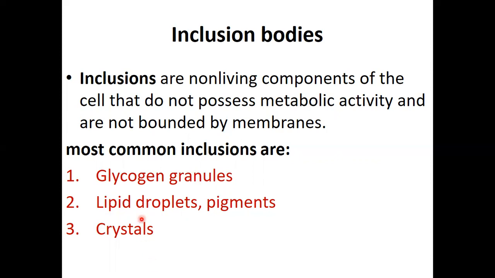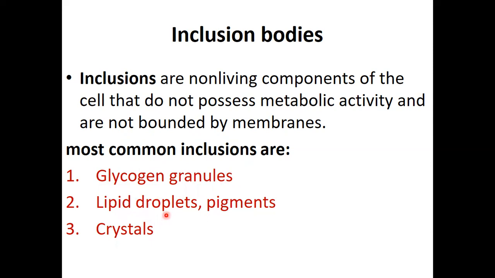Inclusion bodies can be glycogen granules. Remember, cells need energy, and energy can only be gotten from carbohydrates. So the cell knows that at some point, the supply of carbohydrates may be erratic, and therefore stores carbohydrate in form of glycogen. And those can be seen in the cytoplasm as glycogen granules, and we refer to them as inclusion bodies, not organelles.